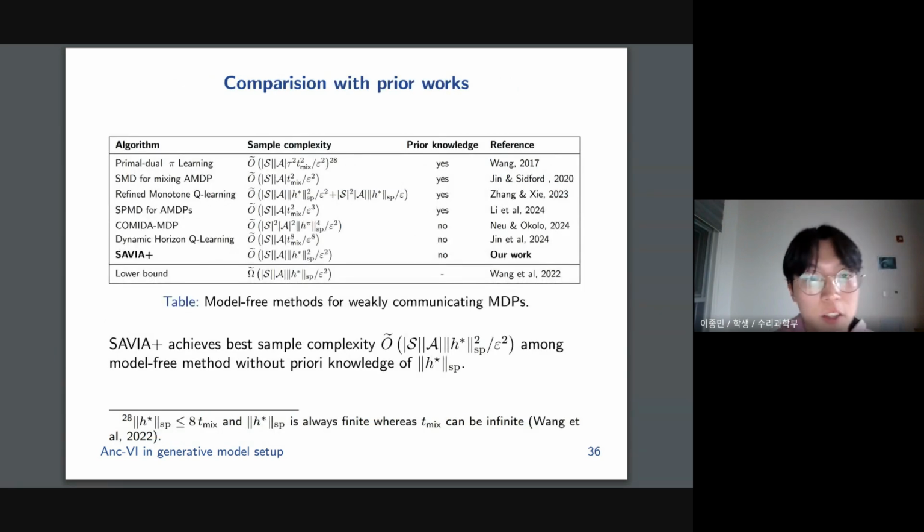And here is the table. They list the prior model-free methods for weakly communicating MDPs, and in this section we consider weakly communicating MDPs. Here you can see the sample complexity, which is the number of samples needed to obtain the epsilon-optimal policy, and the prior knowledge column indicates whether the method uses prior knowledge of h star. You can see that more than half of the methods use the prior knowledge.